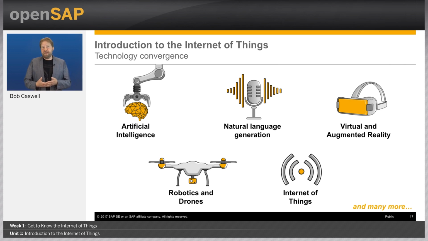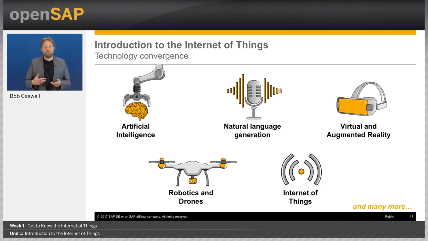The Internet of Things isn't happening in a bubble by itself, and it'll likely be most impactful when combined with advancements in areas like artificial intelligence, natural language generation, robotics and drones, and virtual and augmented reality. This is just to name a few other areas where rapid innovation is happening right now. So you'll definitely want to keep that in mind as you progress through this course.